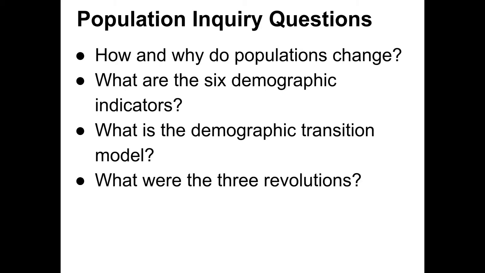What were the 3 revolutions? There were 3 periods in human history when the human population increased. The rate of increase increased, which led to a big jump in human population. There were 3 times in human history when this happened, and we'll discuss those.